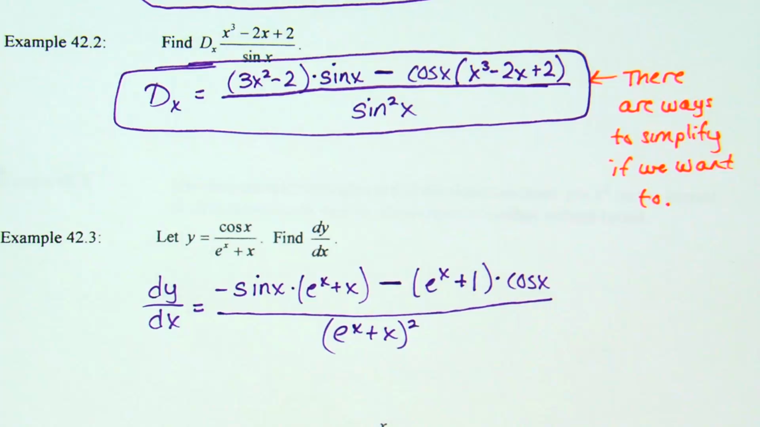About the only thing we could simplify if we wanted to is we could break it into two fractions and cancel an e to the x plus x factor of the first fraction, but it doesn't make it any nicer. Okay?